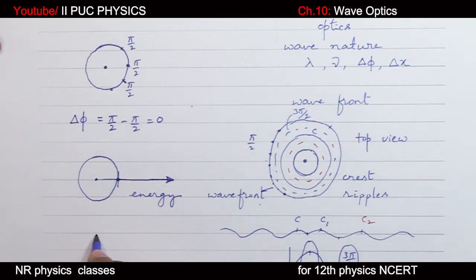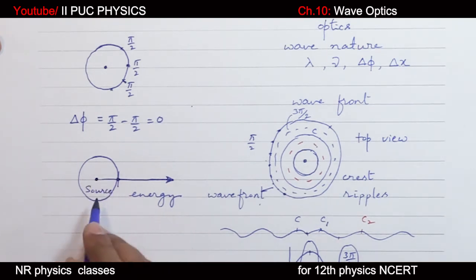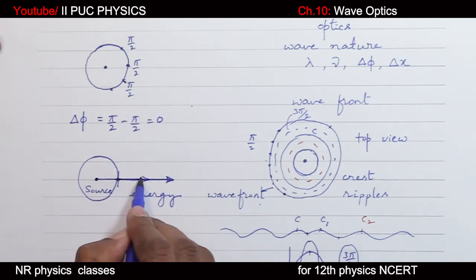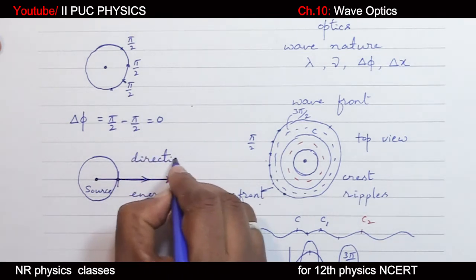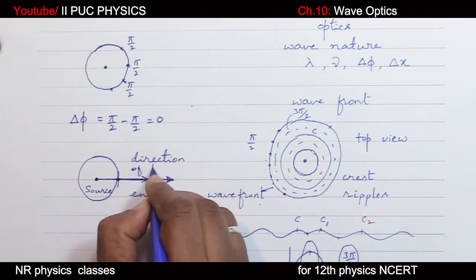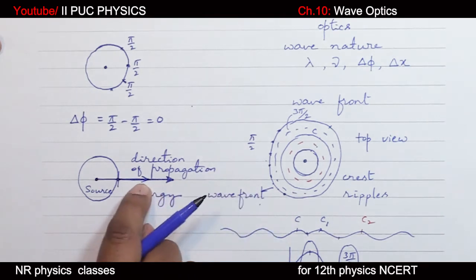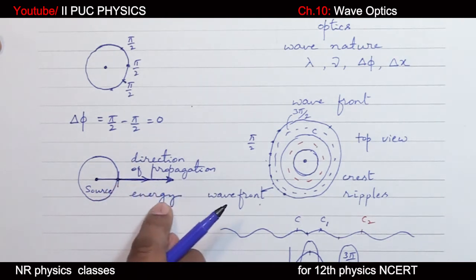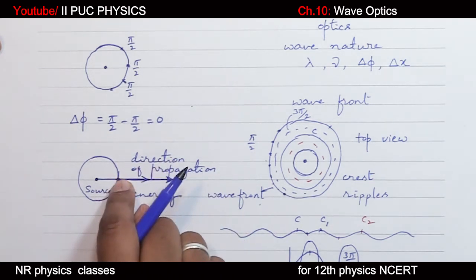Now, if this is the point of disturbance, nothing but the source, then from the source, the wave is traveling in this direction. So the direction of propagation of the wave is also perpendicular to the wavefront. Propagation of energy is perpendicular to the wavefront. Direction of propagation is also perpendicular to the wavefront.